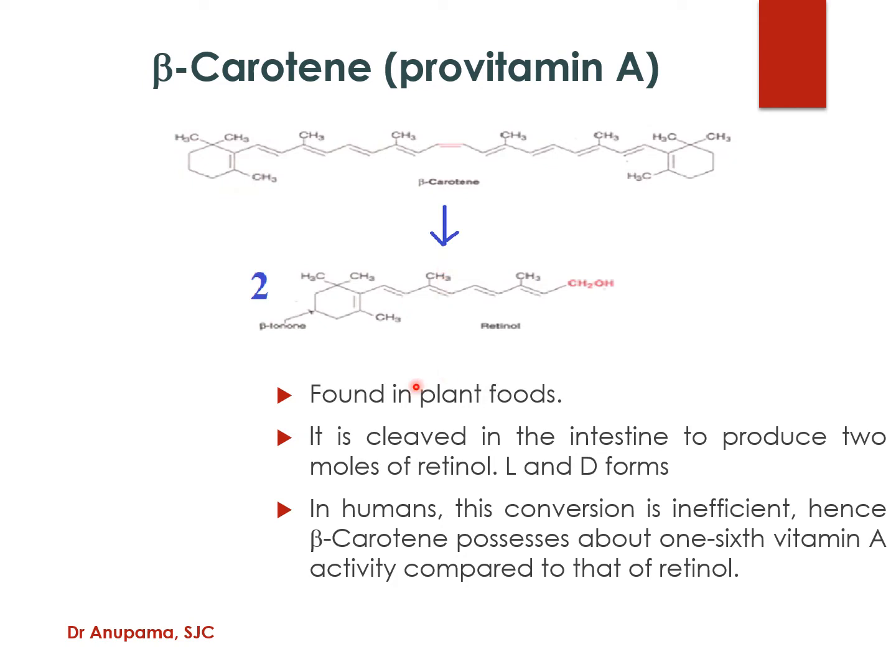Beta carotene is found in the plant foods. It is cleaved in the intestine to produce 2 moles of retinol, but these are L and D forms of retinol. In humans, this conversion is inefficient. Hence, beta carotene possesses about 1/6 vitamin A activity compared to that of retinol.